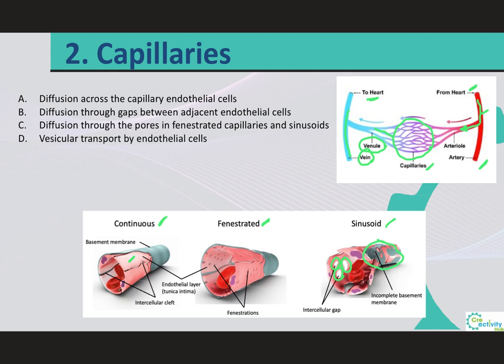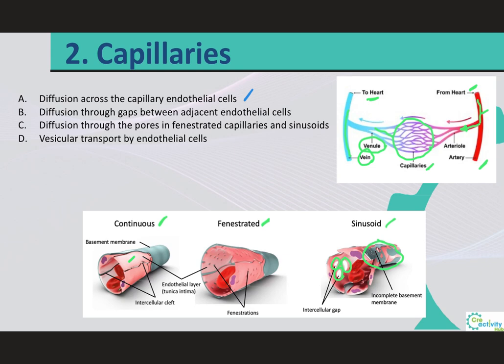Now, there are 4 mechanisms that are going to be responsible for the exchange of materials across the walls of capillaries and sinusoids. These are going to be diffusion across the capillary endothelial cell, and mainly these are going to be lipid-soluble materials, gases, and water that will be exchanged by osmosis.